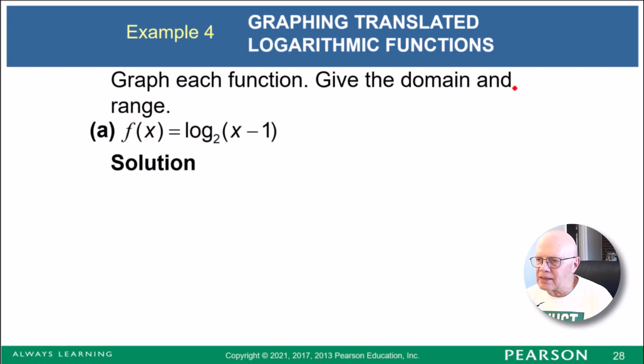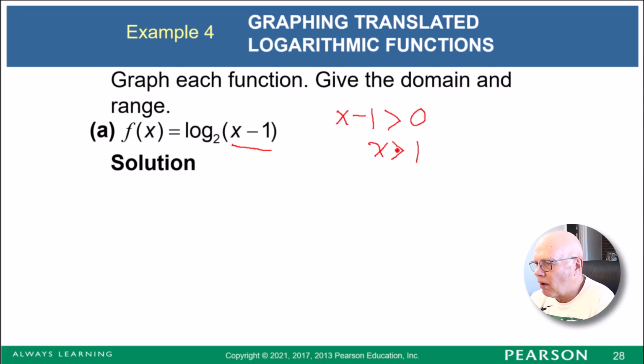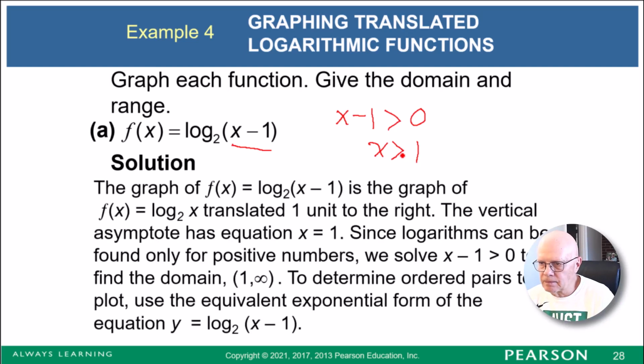So how do you graph that? Give the domain and range. Well, remember, this has to be a positive number to be used as the argument in a logarithm. If that has to be a positive number, that means x minus 1 is positive. And if you solve that inequality, you've just found out what the domain is. All numbers greater than 1. The range, of course, will be all real numbers.